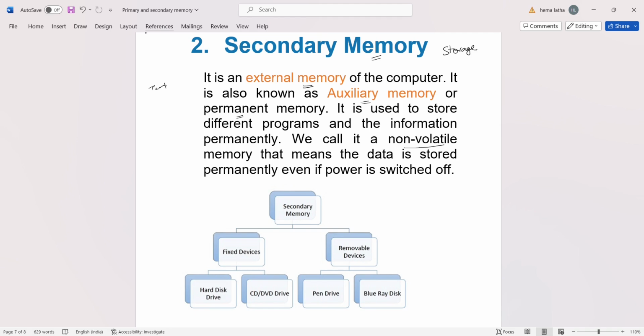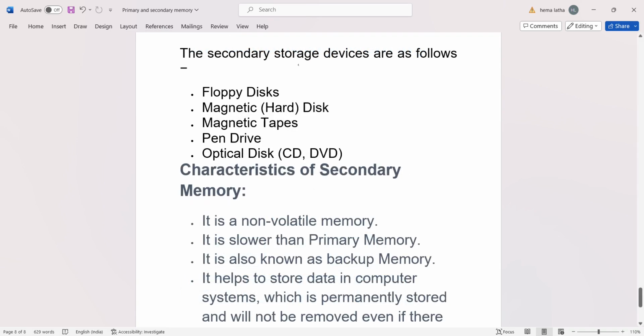Next, these are the types of secondary memory. Here they have given fixed devices and removable devices. Some devices are fixed to the system and some are removable. As you know well, there is the hard disk drive, which will be inside the computer, and the CD and DVD drive. We can change the CD and DVD, right? The next, removable devices, means pen drive. We can insert it, use the information, write, read, and change the information. Again we can remove it, and like that also the Blu-ray disc. So secondary storage devices are floppy disk, hard disk, magnetic tapes, pen drive, CD, DVD, etc.